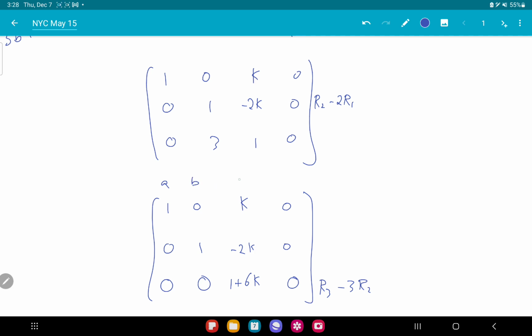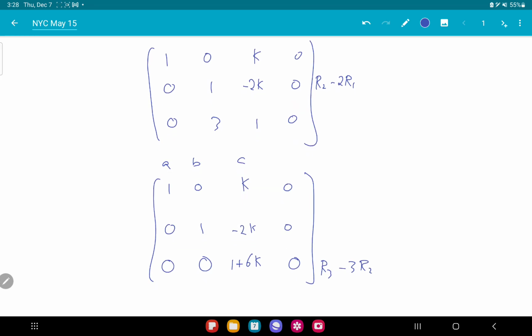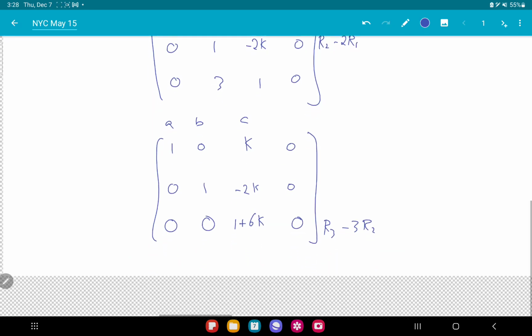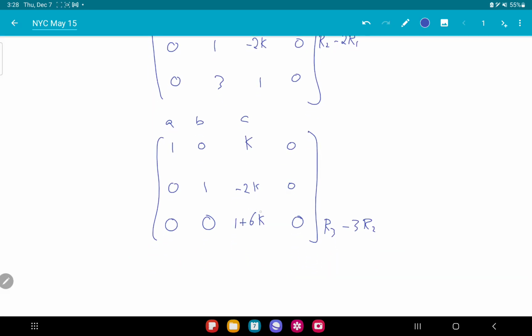Okay, so what do I want? My columns are the variables A, B, C. I want A, B, C to be not all 0. So I want this system here to have a non-trivial solution. Now, that means I want a 0 right there, because having a 0 right here will give me a non-pivot column, which will give me a free variable, and will mean that there is a non-trivial solution for ABC, which is what I want.